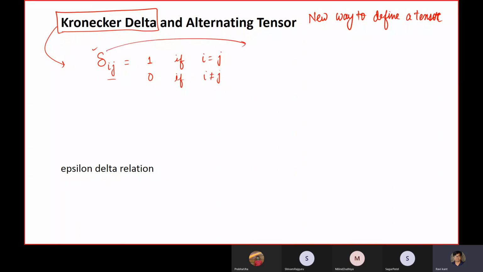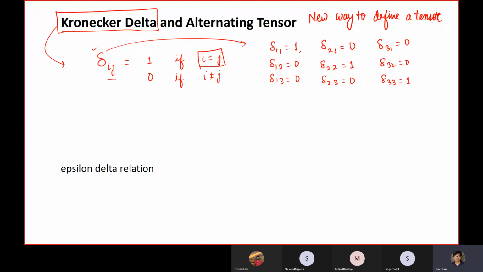What does it mean? So delta 1 1 will be 1, delta 1 2 will be 0, delta 1 3 will be 0, delta 2 2, if the subscript is the same, it will be 1 again. Delta 2 1, sorry, let me write it in this way. Delta 2 1 is equal to 0, delta 2 2 will be 1 again, delta 2 3 is equal to 0, delta 3 1 is equal to 0, delta 3 2 is equal to 0, delta 3 3 is equal to 1 again.